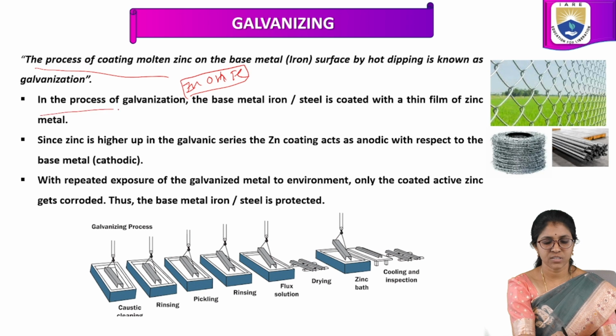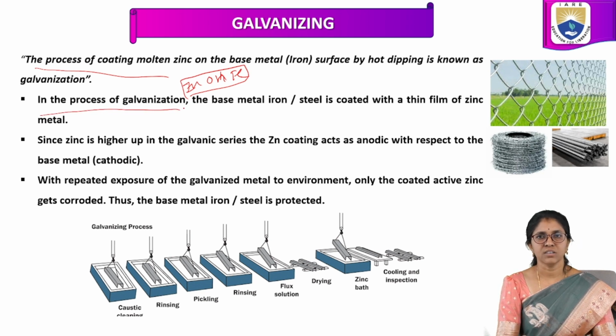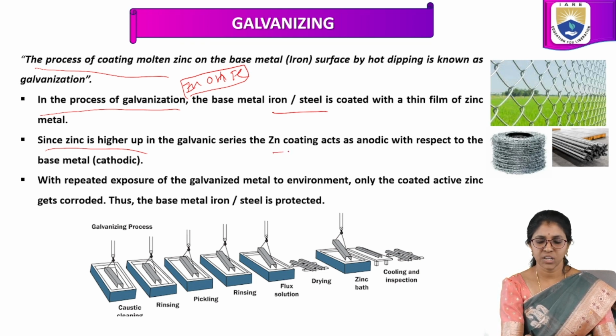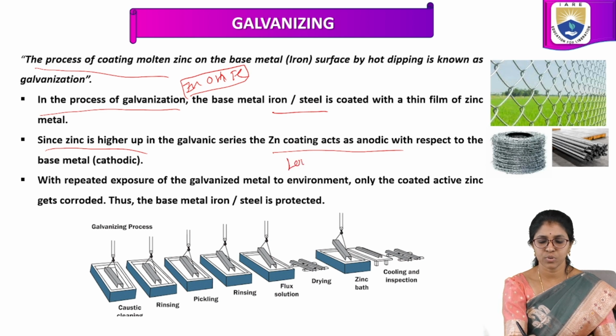In this process of galvanization, the base metal, iron or steel, is coated with a thin film of zinc metal. Since zinc is higher up in the galvanic series, the zinc coating acts as anode. So this is having lower electrode potential than iron.